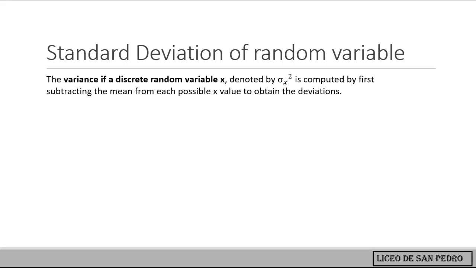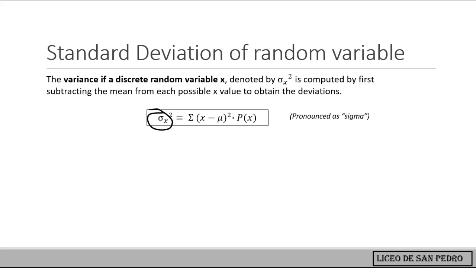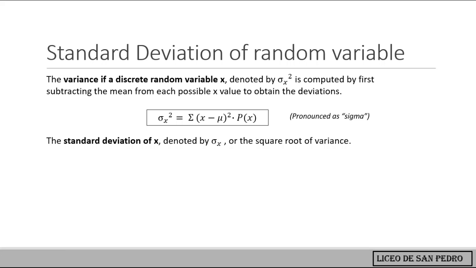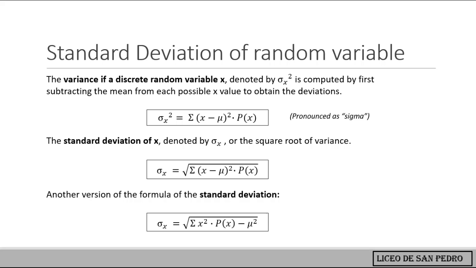So for the variance of discrete random variable x, ito yun. Itong variable na to is Greek alphabet siya, ang pronunciation niya is sigma. So para sa variance, sigma square is equal to summation ng x minus mu square times the probability x. Para naman sa standard deviation, square root lang natin itong dalawang to. So sigma x is equal to square root ng summation ng x minus mu square times probability x. For the other version of the standard deviation, ang formula is sigma is equal to square root ng summation ng x square times probability x minus expected value square.